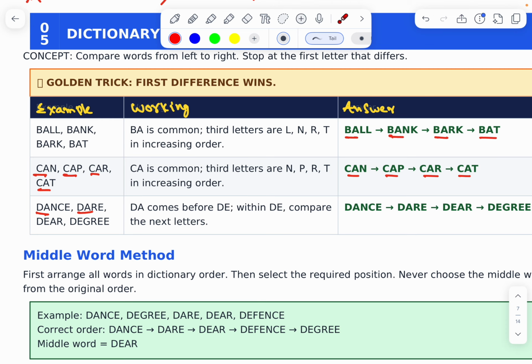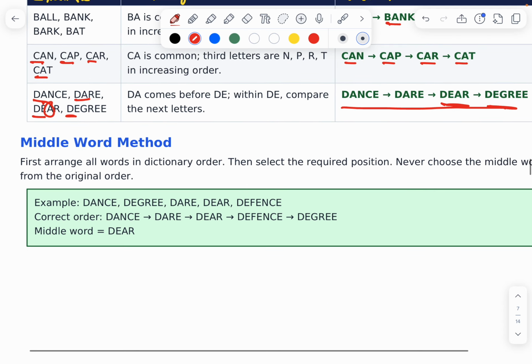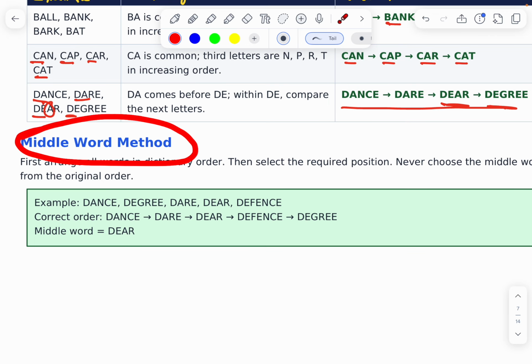Next one, you can observe these two. DE, DE same. But here A first came. Therefore, dear and degree. This is the alphabetical order model. Most important. Next, middle word method.